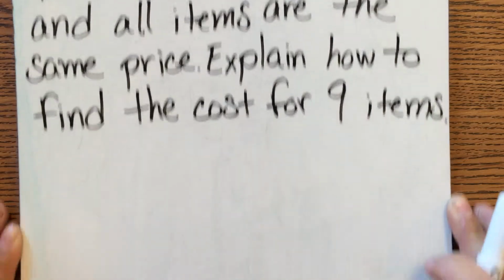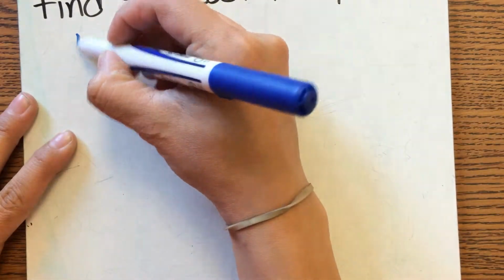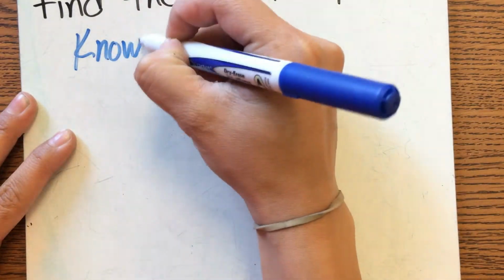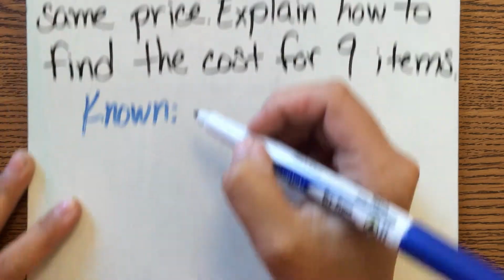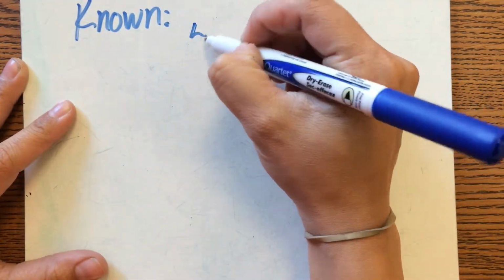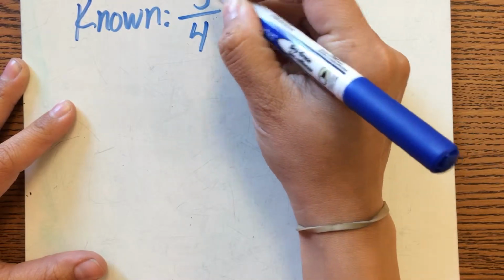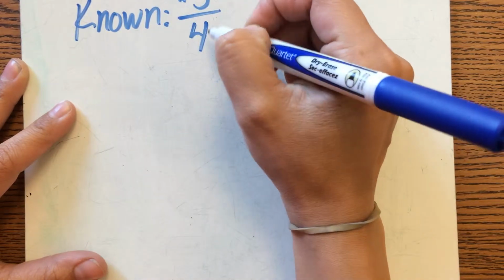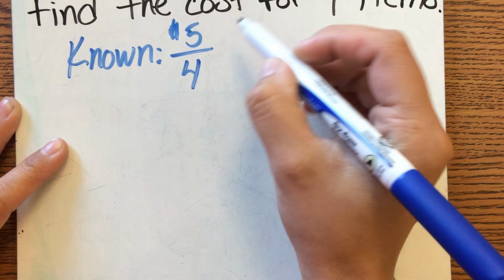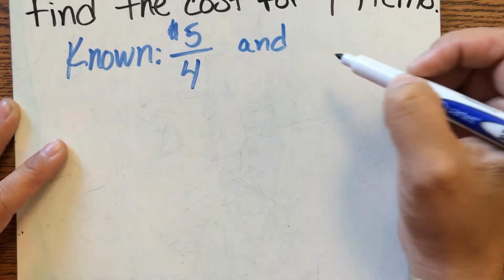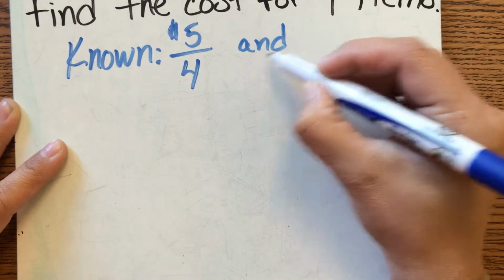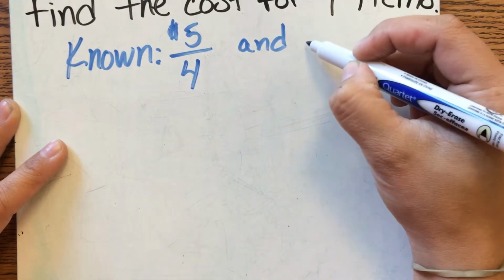So let's set up our known and our unknown. Okay? What do we know? We know that 4 items are $5. So $5 per 4 items. And we also know that all these 4 items are equal.